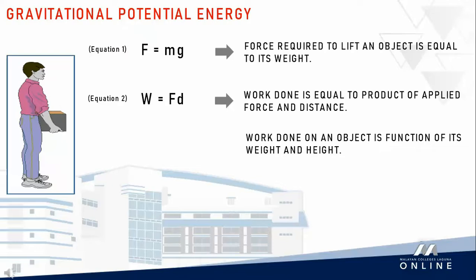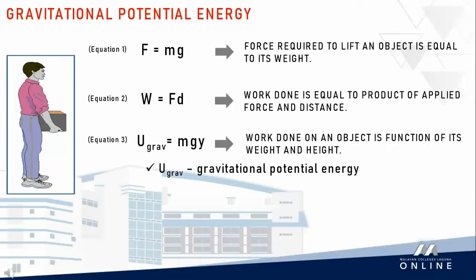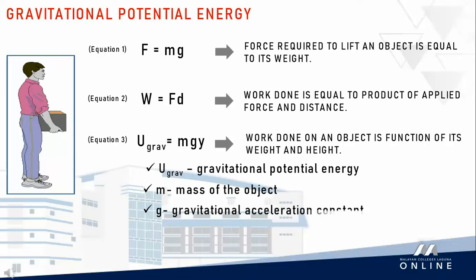The higher the object is at any given point in time in reference to a point, the higher the object's potential energy. In equation, we can describe this as U sub gravity is equal to mgy, where U is the gravitational potential energy, m is the mass of the object, g is the gravitational acceleration constant, and y is the height.